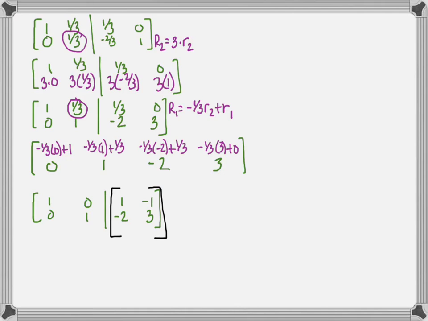So this matrix on the right, consisting of 1, -1, -2, and 3, this is our inverse of A, or A inverse. So the inverse of A is the matrix 1, -1, -2, 3.